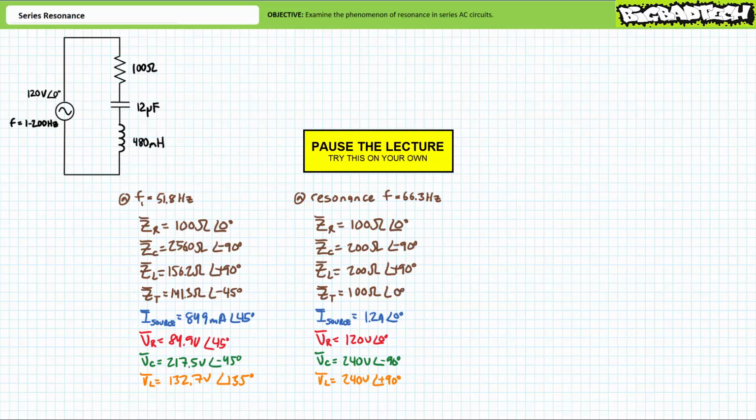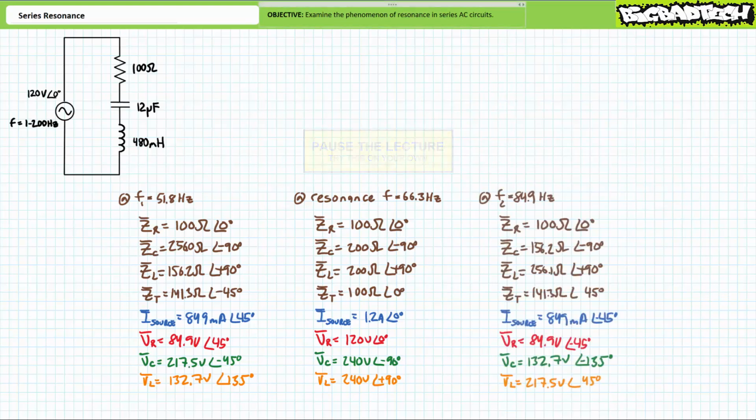If you're tracking, you should have obtained the following results. At the upper half-power frequency of 84.9 Hz, note source current will be roughly 849 milliamperes at an angle of negative 45 degrees, i.e. 1.2 amps, divided by square root 2. Notice the negative angle indicates source current now lags supply voltage for this largely inductive arrangement at the upper half-power frequency.